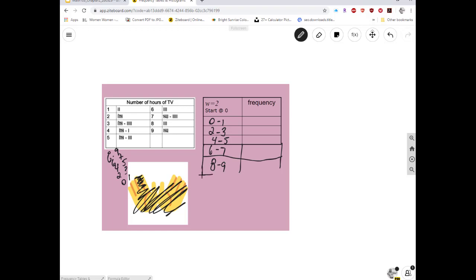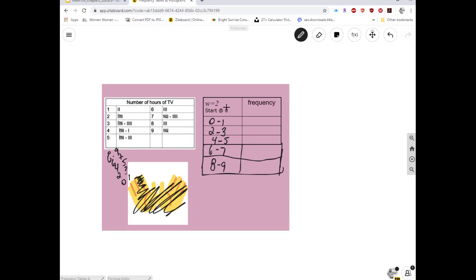Here I have a lot more bins, right? Because I started at 0, and I had a bin width of 2. So smaller bin width, more bins. Larger bin width, less bins.